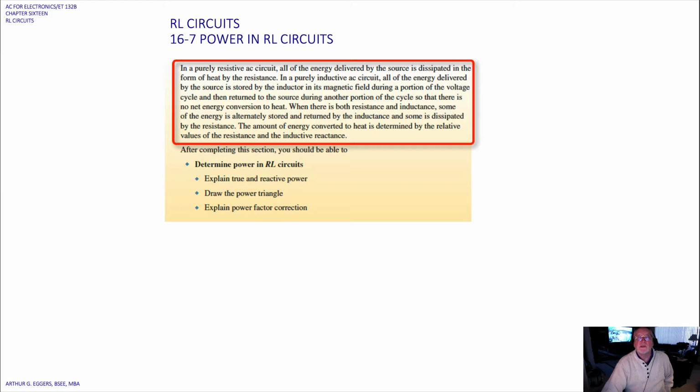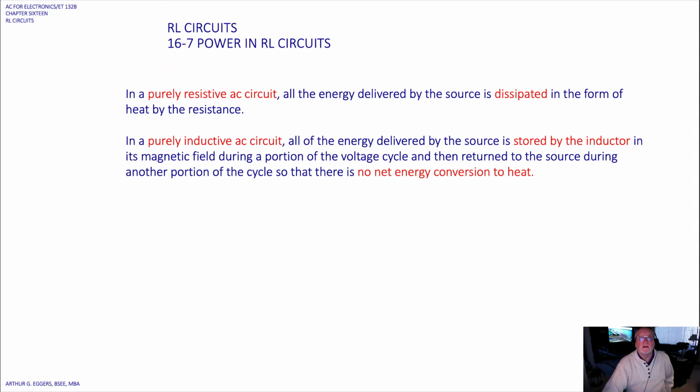When there is both resistance and inductance, some of the energy is alternately stored and returned by the inductance, and some is dissipated by the resistance. The amount of energy converted to heat is determined by the relative values of the resistance and the inductive reactance.